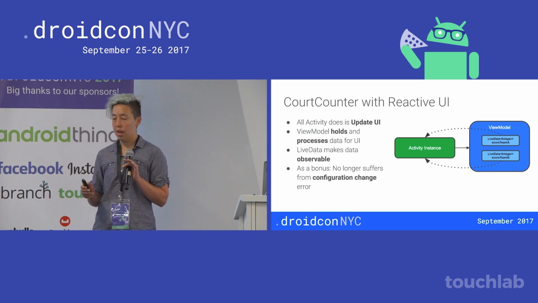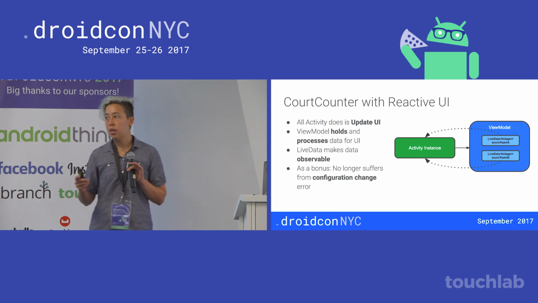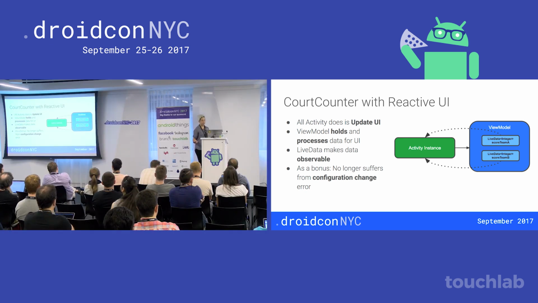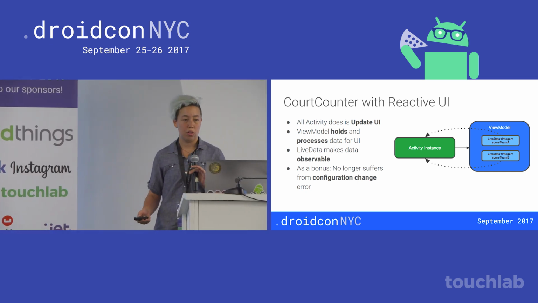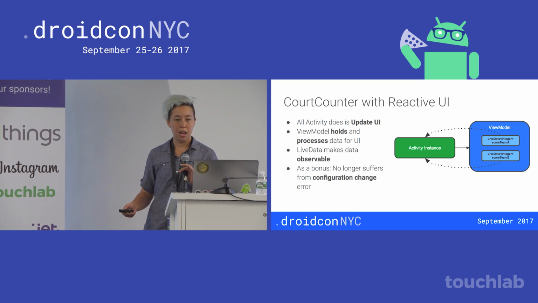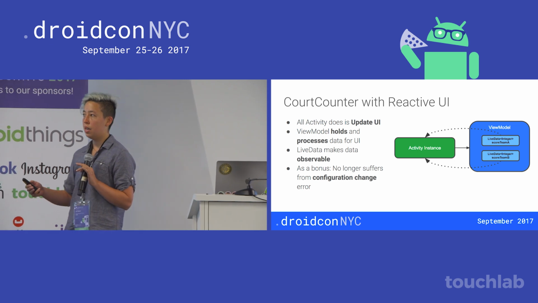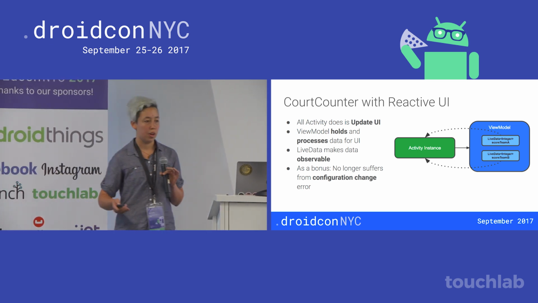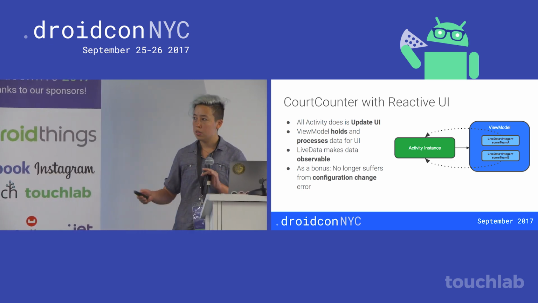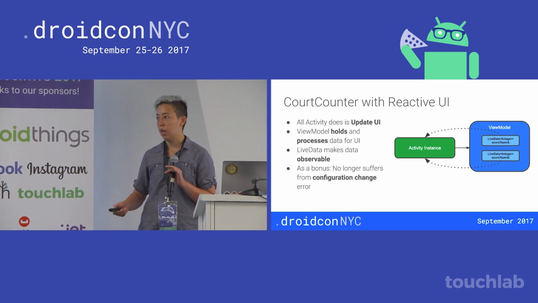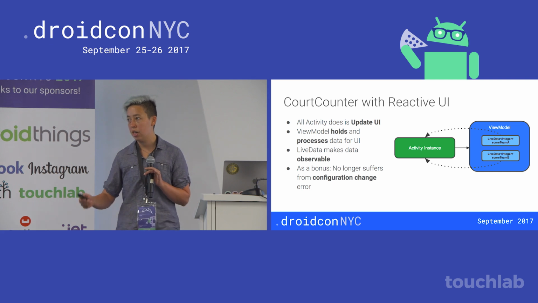The ViewModel, on the other hand, which is a new class that I'll be talking about, the purpose of that class is to hold and process the data. The LiveData, which is also another class, makes the data which is stored in the ViewModel observable. Okay, and this is a little bit better than what we were doing before because the ViewModel actually survives configuration changes, which I'll be talking about shortly. So it's actually a much better place for the data to live and be processed. Okay, and the bonus is that you no longer suffer for that configuration change error.